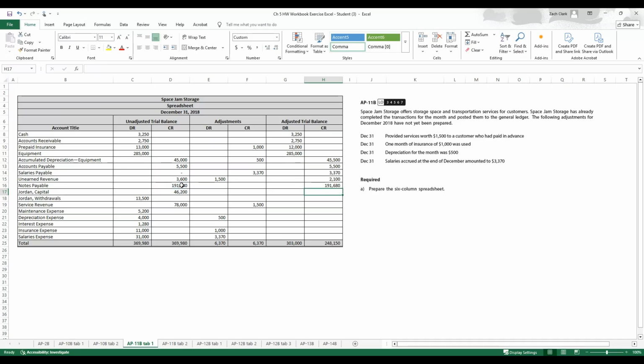Notes payable, $191,680. Capital just comes over. No adjustments. Revenue did increase by $1,500 with our adjustment, so now it's $79,500 from the unearned revenue adjustment. We have some extra depreciation expense, so that will add to the debit side, and same with the insurance and the salaries expenses. So we end up with $373,850 as a debit and a credit balance. So we're looking good. And now we're going to do the same thing like we did on AP 10B.